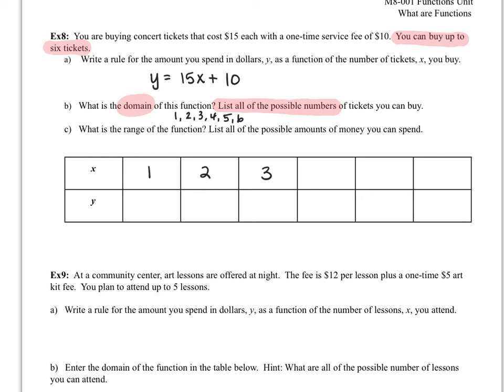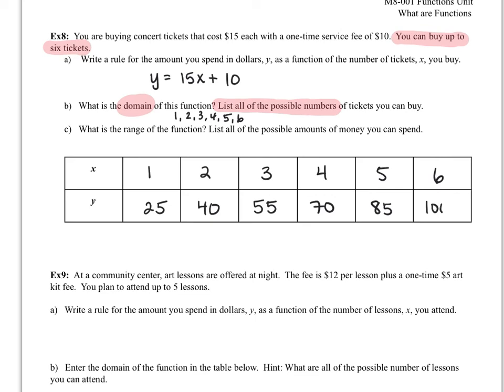So I'm going to list these here, and I'm going to use this to help me find my range, which is going to be the possible amounts of money that I could expect to spend. I can evaluate this for each of my numbers. 15 for one ticket would be $15, plus my fee would be $25. 2 tickets at $15 each would be $30, plus 10 would be $40. 3 tickets at $15 each would be $45, plus 10 would be $55. So on and so forth. I can keep doing this, noticing that I'm adding 15 every time.